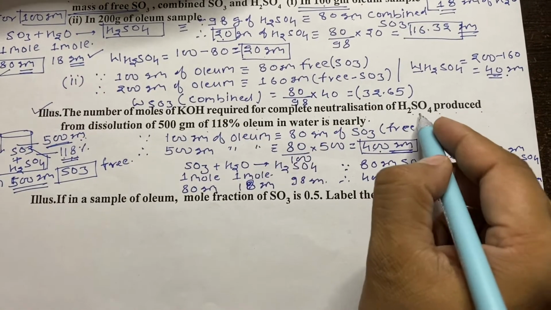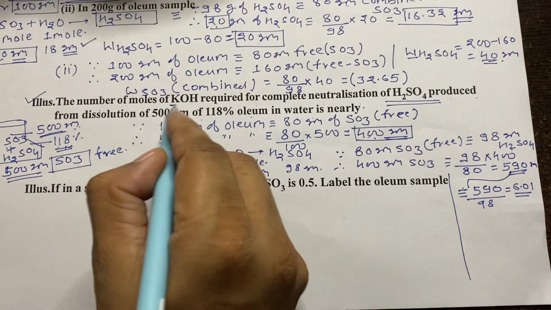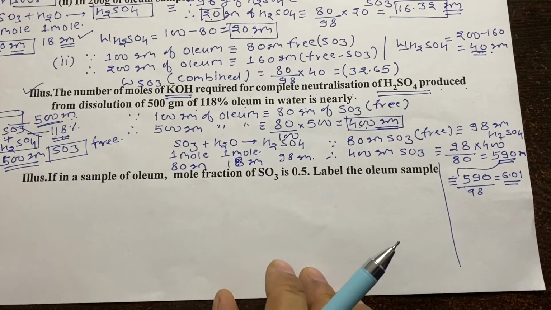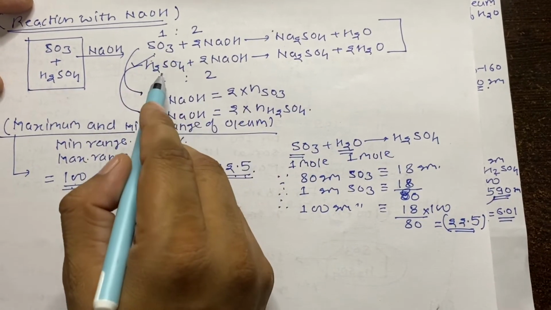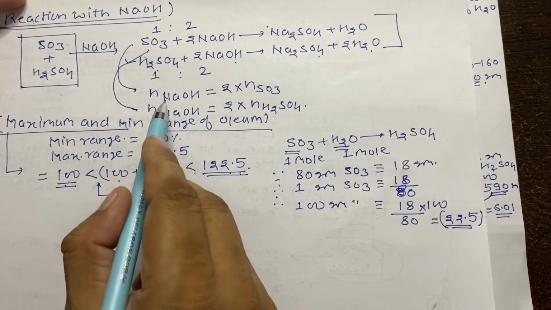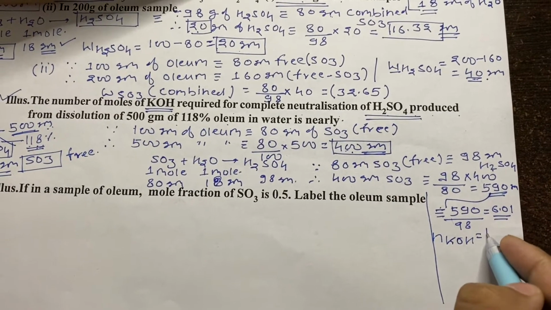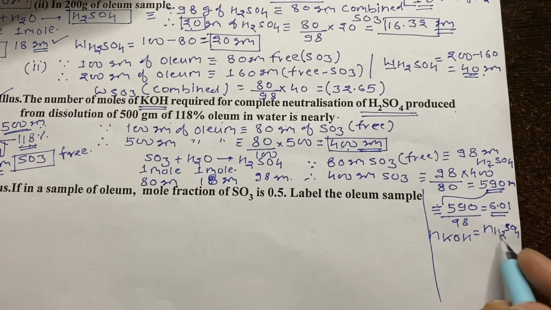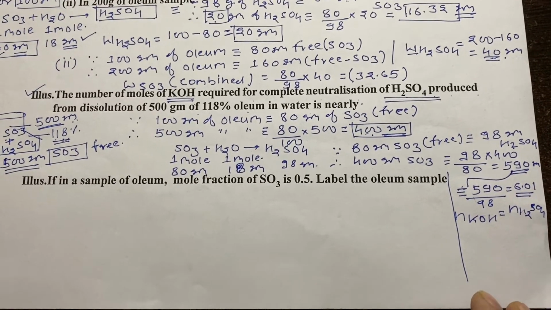Now to neutralize the complete H2SO4 produced, this is 6 mole of H2SO4 produced. So the amount required to neutralize this will be twice of KOH, as we discussed by this equation, that H2SO4 plus 2 KOH will give K2SO4 plus 2 H2O. So the amount of KOH required will be twice of H2SO4. So it will be twice of 6.01. So approximately 12 moles of KOH will be required for the complete neutralization of H2SO4.